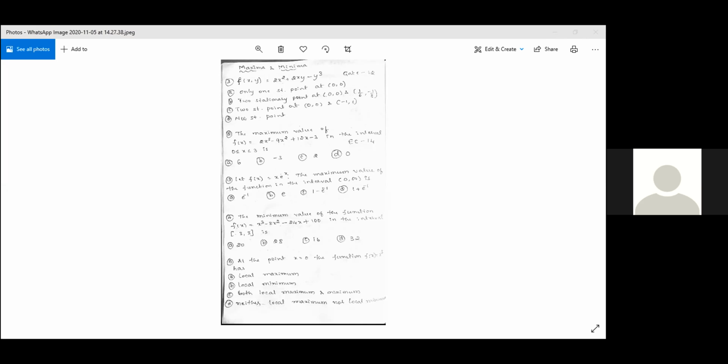I picked these questions from the previous year papers, GATE exam papers. So you try to solve the first one, all of you. First question.